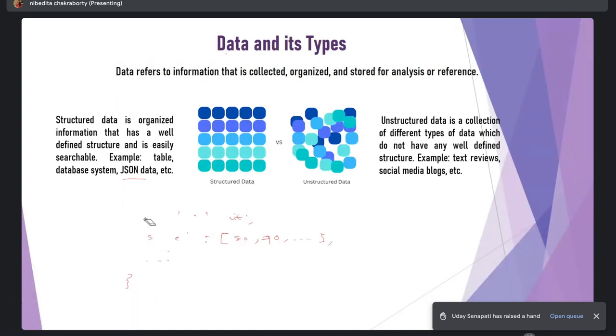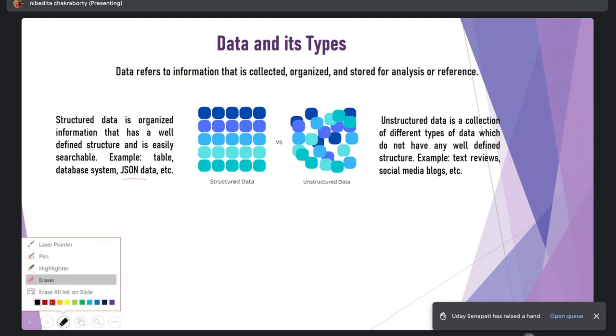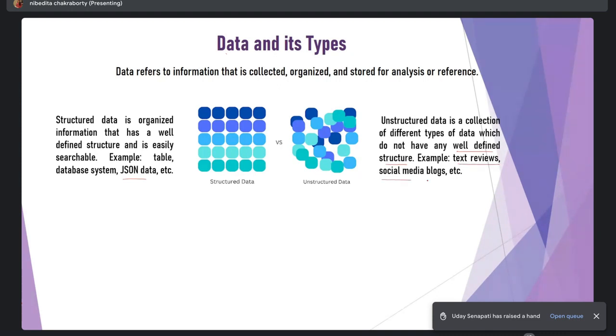So the next kind of data that we have is unstructured data. What does unstructured mean? By the name, what do we understand by the English word? Something which is not organized, maybe. Yes, which is not organized and does not have a well-defined structure, which means this kind of data cannot be structured into a table or JSON data. For example, text reviews and social media blogs.